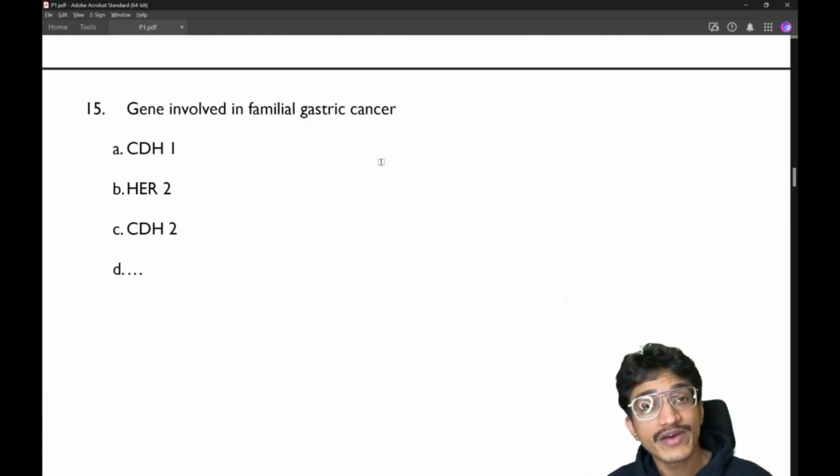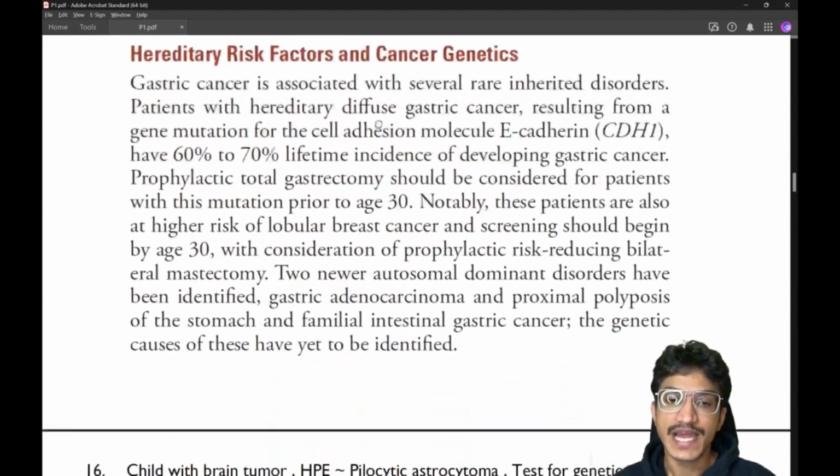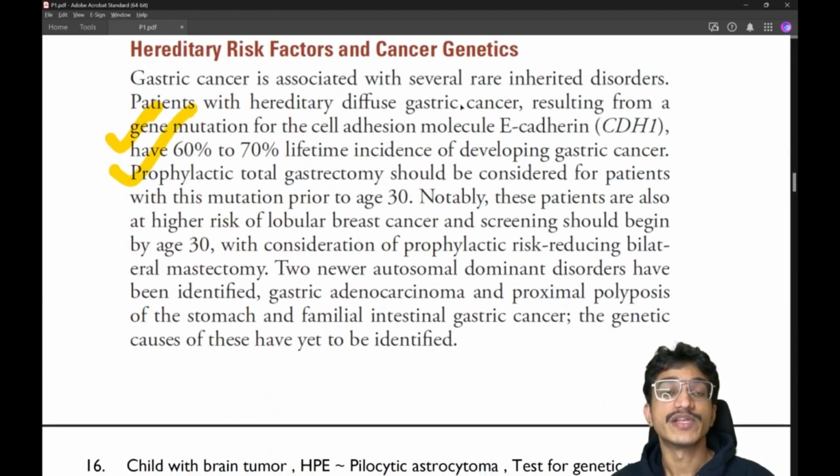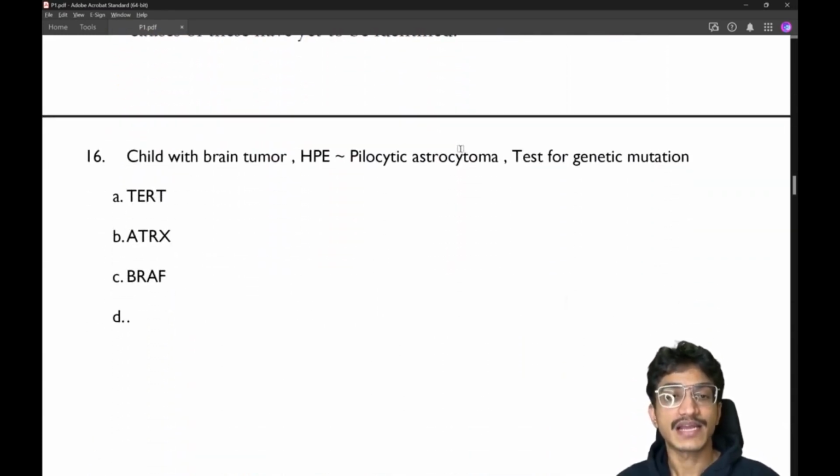What is the gene involved in familial gastric cancer? Very straightforward, easy question. CDH1 is the gene associated with hereditary or familial gastric cancer.